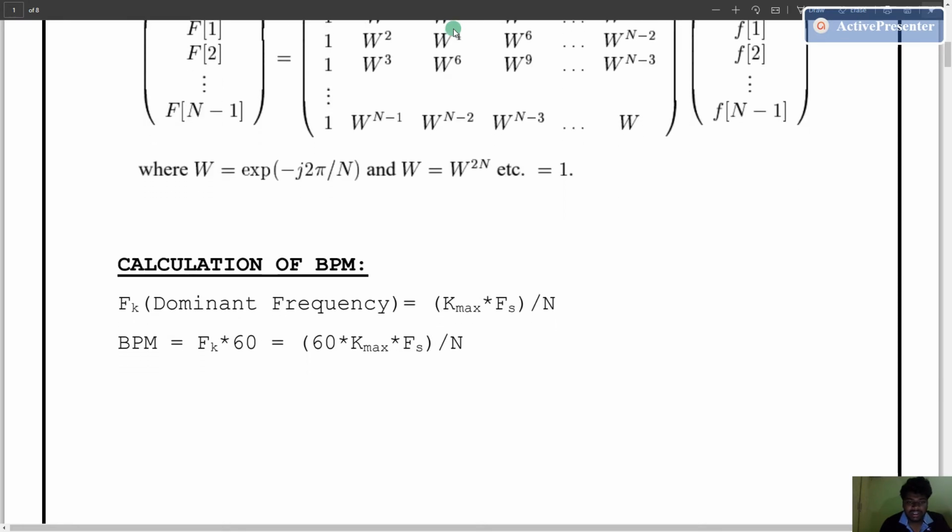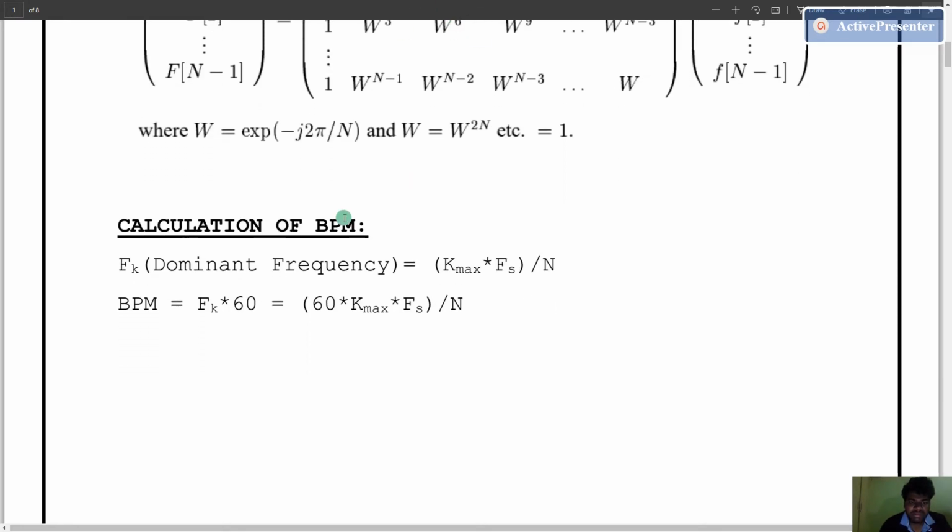Now let's look at the calculation of BPM for a PPG signal using discrete Fourier transform method. Here we compute the dominant frequency Fk as Kmax into Fs by N, and the beats per minute is given as 60 into Fk. The formula is 60 into Kmax into Fs by N. Here the main idea regarding the beats per minute or the dominant frequency calculation is that we find out the Kmax value in the discrete Fourier domain.